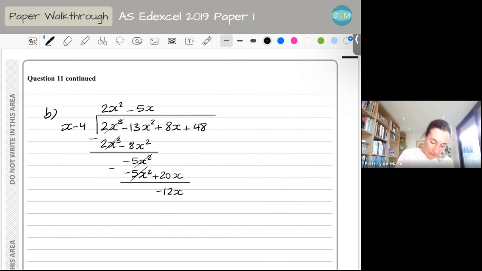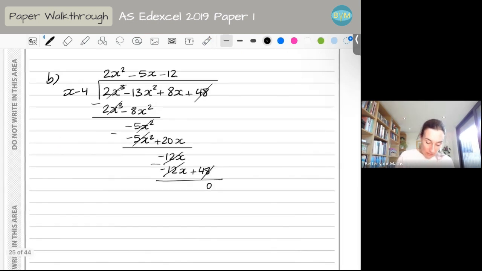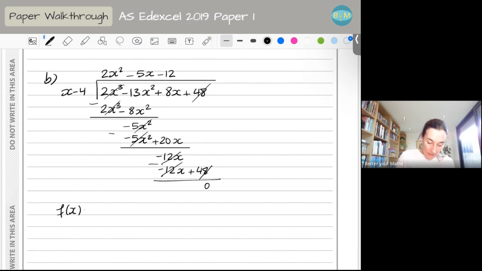Then I divide again. So minus 12. When I multiply, I have minus 12x plus 48. And I subtract. These two are gone and these two are gone. You have to get remainder 0. If you don't get remainder 0, you have done something wrong, which is not uncommon in these questions. But if this is a factor, remainder must be 0, which means our function is x minus 4 times 2x squared minus 5x minus 12.